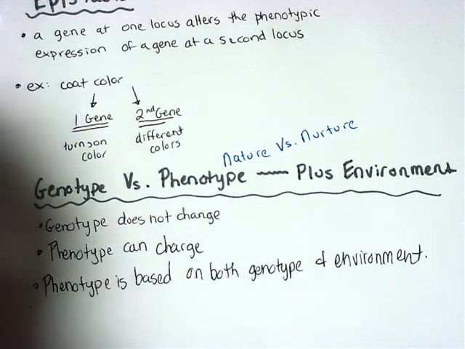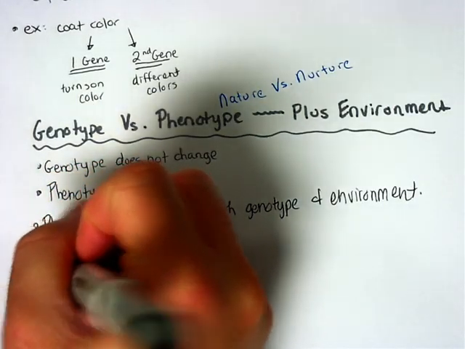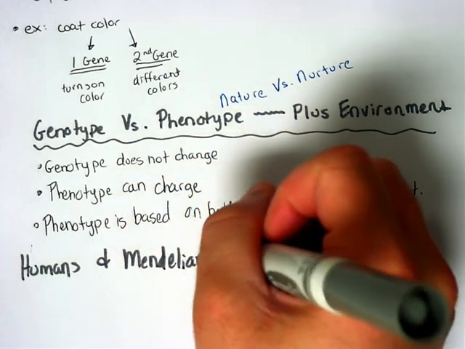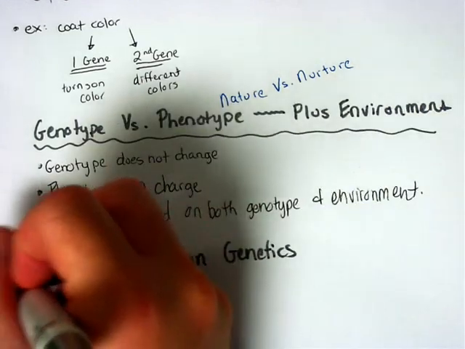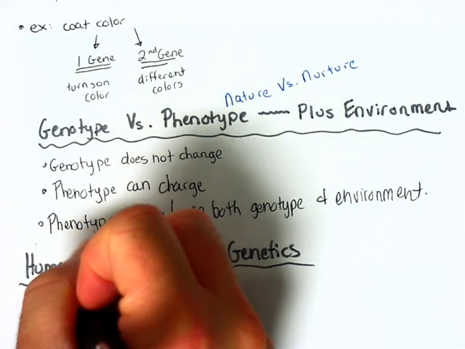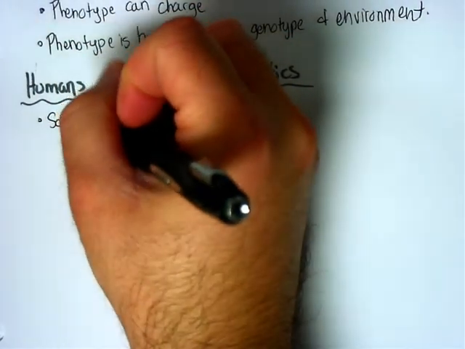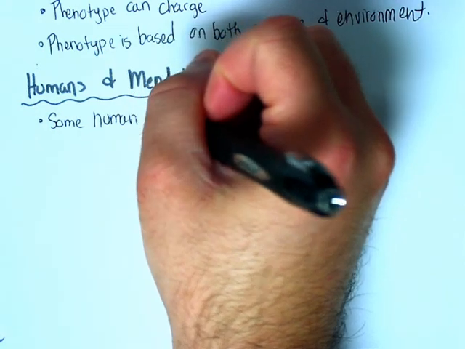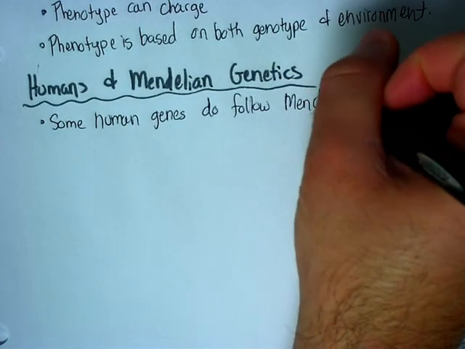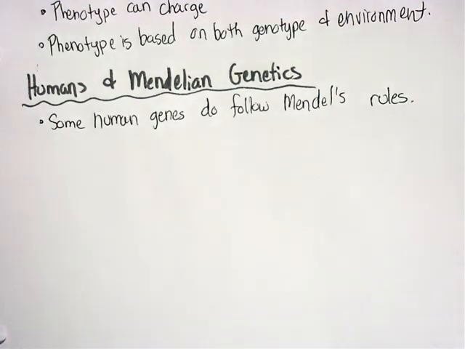Good? Yay. Let's move on and let's talk about humans and Mendelian genetics. First thing I could state is that some human genes do follow Mendel's rules. However, there's a lot that don't.